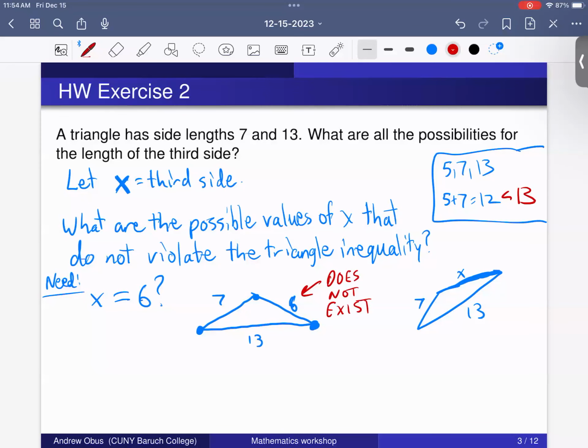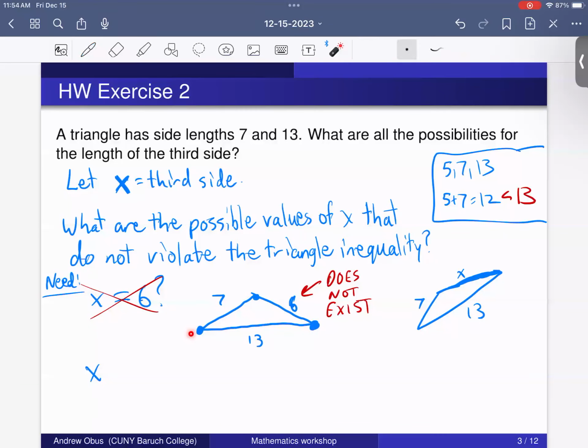Okay. I mean, I drew it, but that's just because I lied to you when I labeled these side lengths. If you actually measured these side lengths, you would not get 7 and 6. I just wrote a number 7 and 6 there. But in fact, you can't have a triangle with side length 6. So this doesn't work. But 6 is going to be an important number.